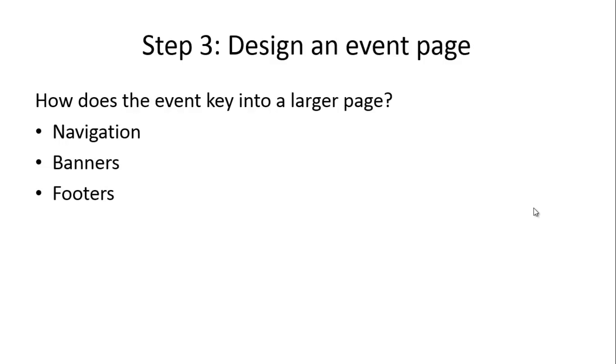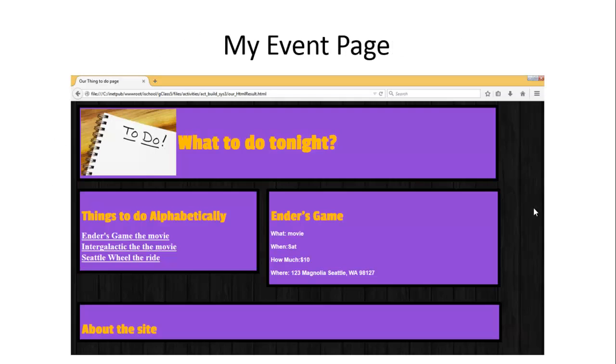For example, here's my larger event page. It has a big fat banner on it that says what to do tonight. It has some navigation on the left-hand side, things to do alphabetically with a few names of events in there: Ender's Game, Intergalactic, and Seattle Wheel. It has the event area, so you can still see Ender's Game in there as part of a larger page. And I have a simple footer on the page as well. That's my event page. What will yours look like?